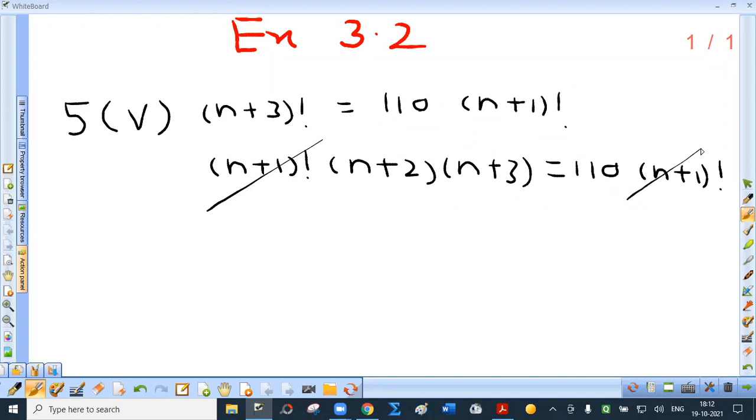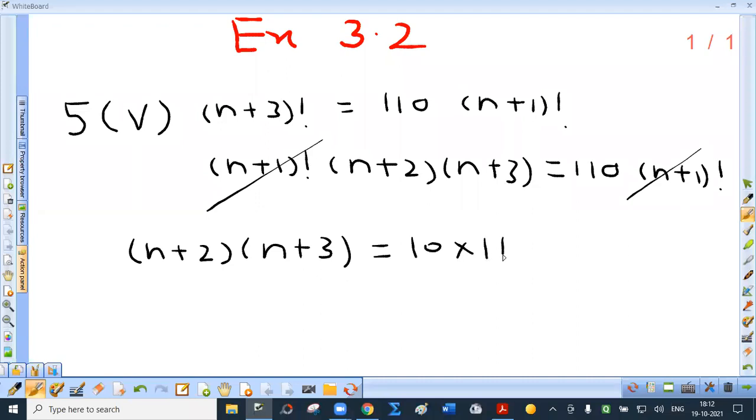I can. Now many students solve this equation. That is not wrong, but that is not required. Why? Because n is a natural number. So can I say that n plus 2 and n plus 3 are consecutive natural numbers? Yes, they are. So it is sufficient to express the right hand side also as a product of two consecutive natural numbers. I repeat, n is a natural number, so n plus 2 and n plus 3 are consecutive natural numbers. So express the right hand side, that is 110, as a product of two consecutive natural numbers.